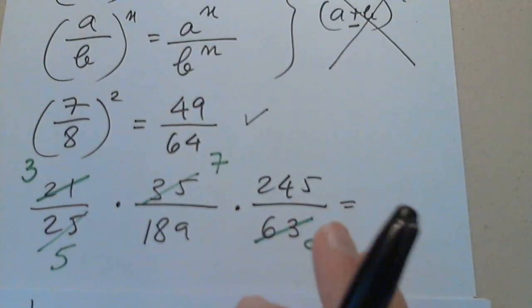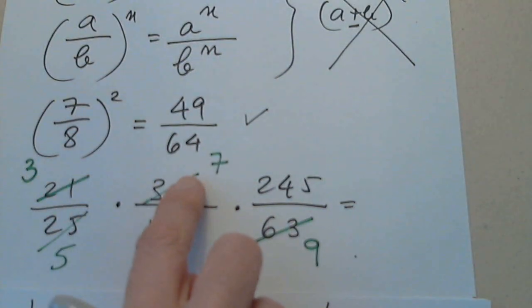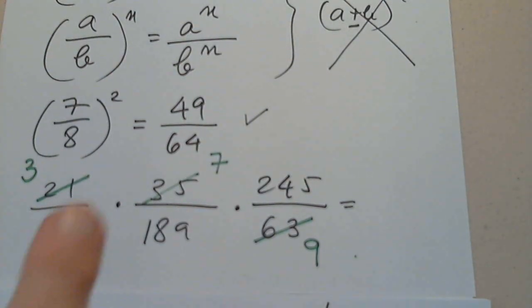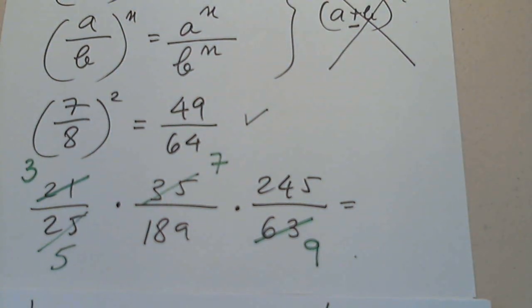Notice one more time. We do not simplify numerators with numerators. That's not allowed. We do not simplify denominators with denominators. That's not allowed. A factor from the top with a factor from the bottom. Always. At all times.